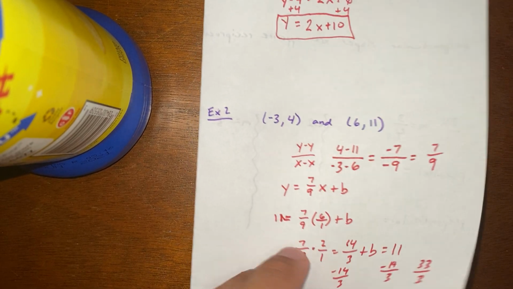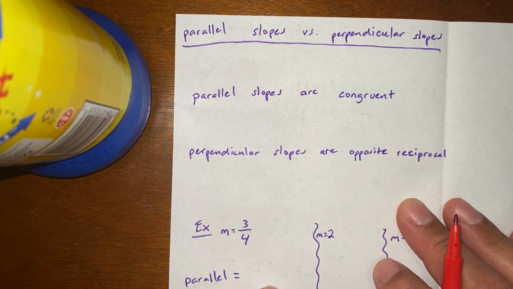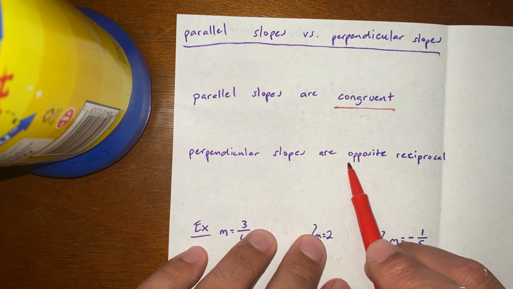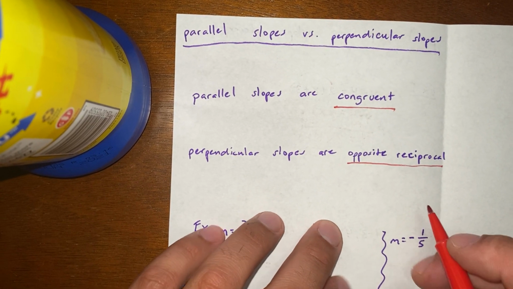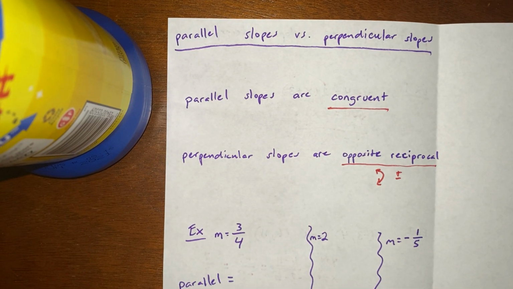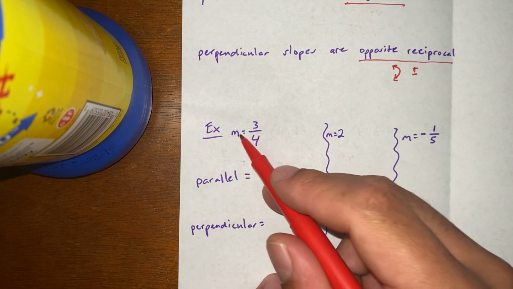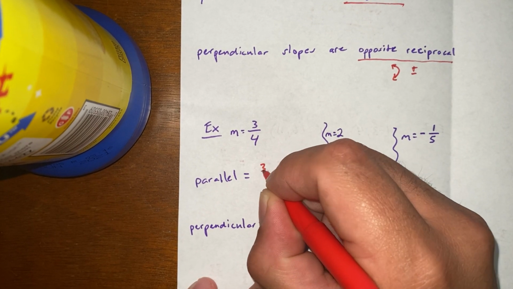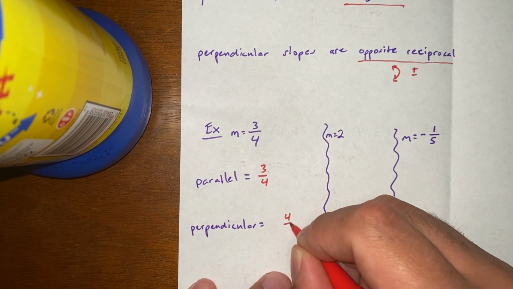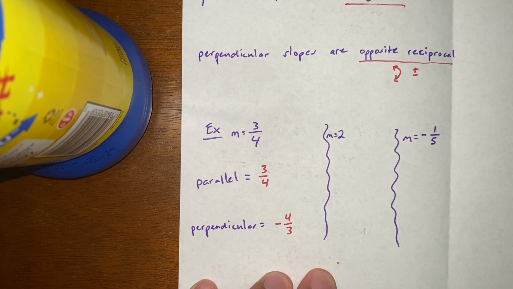Now your last thing is parallel slopes versus perpendicular slopes. Parallel slopes are congruent. Perpendicular slopes are opposite reciprocals, which means I have to flip it and then change the sign. Let's look at our 3 practice problems. If my slope is 3/4, my parallel slope would be 3/4. My perpendicular slope would be 4/3. That's the reciprocal, but now it has to be the opposite, so it's negative 4/3.